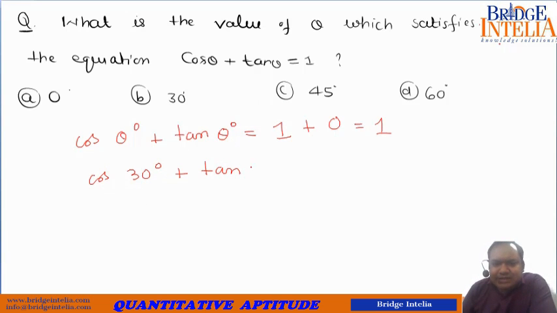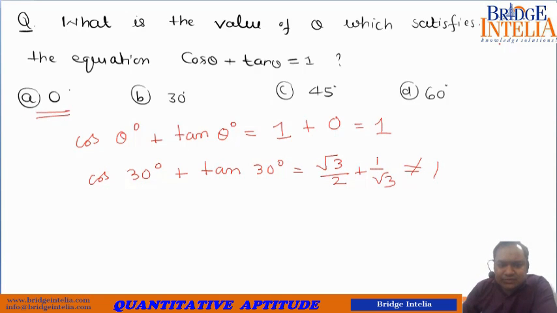So cos 30 degree plus tan 30 degrees. Cos 30 degrees is root 3 by 2. Tan 30 degrees is equal to 1 by root 3. So this is definitely not equal to 1. So you can see you have already found the correct answer, which is 0 degree. So now let's move further.